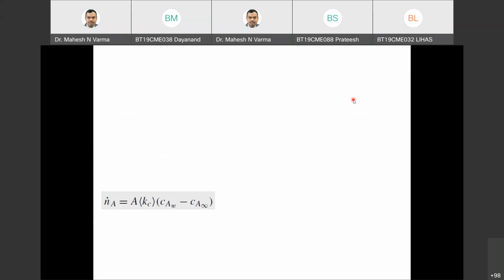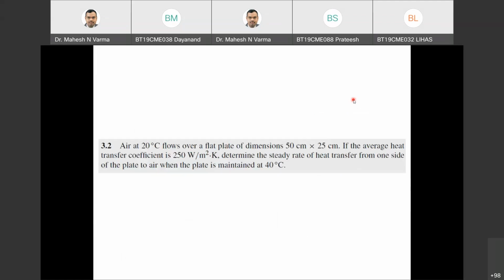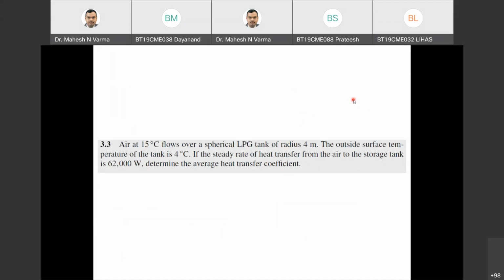Then we have solved some of the problems. First was this analogy, second was this interface flux in heat transfer, and third was this thing. So what is the answer for this?